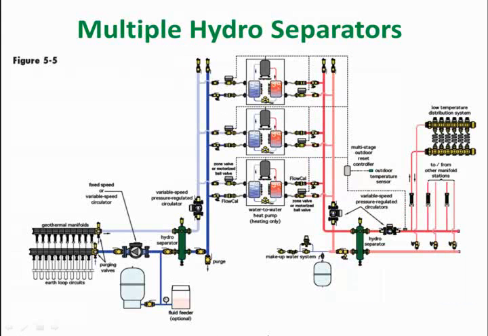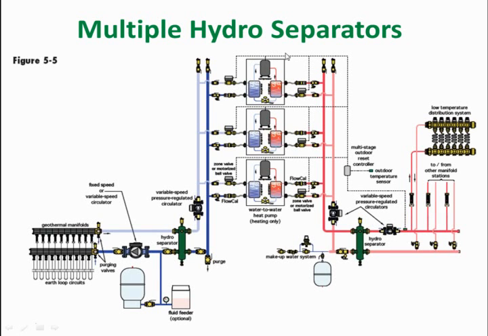All right, now on this one here, we've taken the buffer tank out, and now we're putting 2 hydro separators on. So we've got a hydro separator over here on the source side. We've got a hydro separator on the load side. Again, we're counting on these heat pumps being able to modulate or step in and out pretty close to what the load is here. So again, variable speed delta P pumps on here.